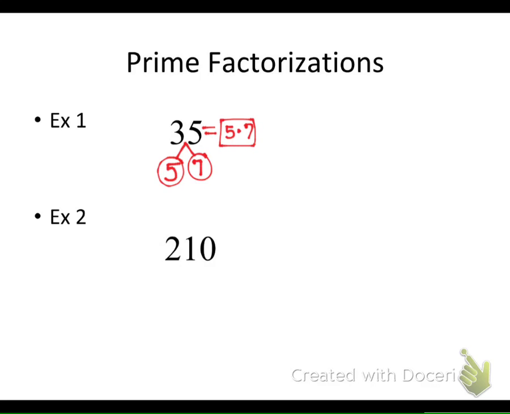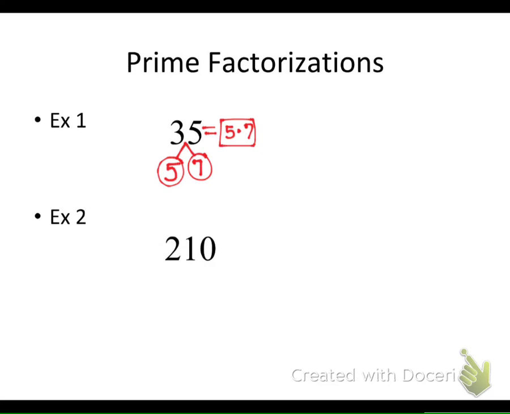So when you go to take a quiz over this on Friday, I'm going to be looking for your factor tree. I'm going to be looking for your prime factors circled. And I'm going to be looking for your prime factors up to the right of your composite number boxed. Okay, now let's do 210.